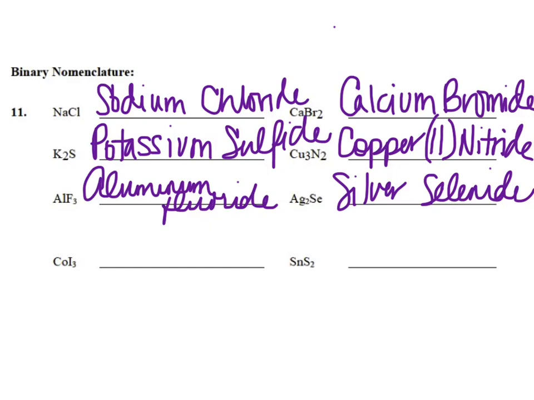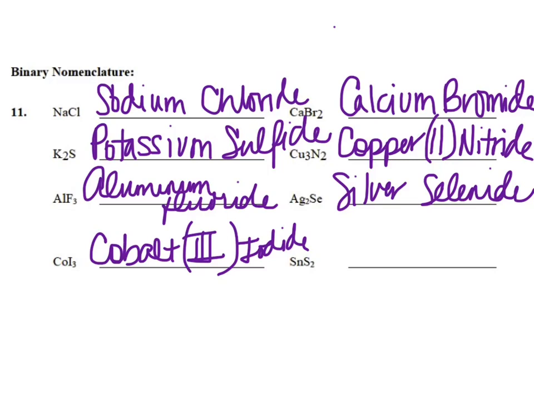CoI3. Is cobalt a transition metal or no? Yes. So what's the charge? 3. So it's going to be cobalt(III) iodide. We know that I is -1 and there are 3 of them. So with there being 1 cobalt, cobalt has to be a +3.